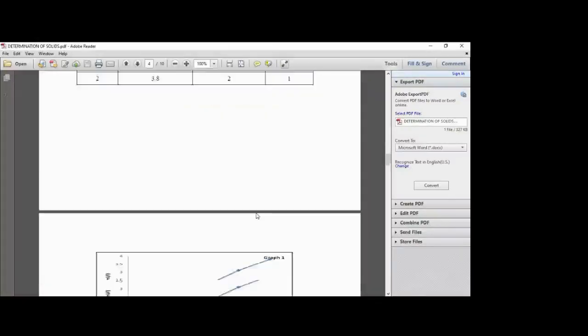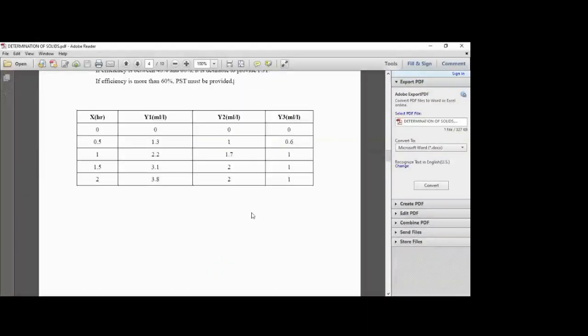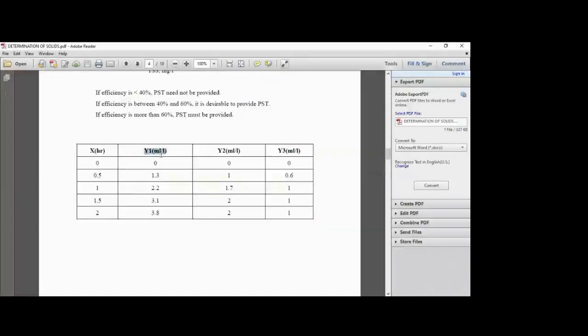Now let's do an experiment in which we have particularly taken samples. Let's name these samples as sample 1, sample 2, and sample 3. There are three samples, right? This is nothing but the time.